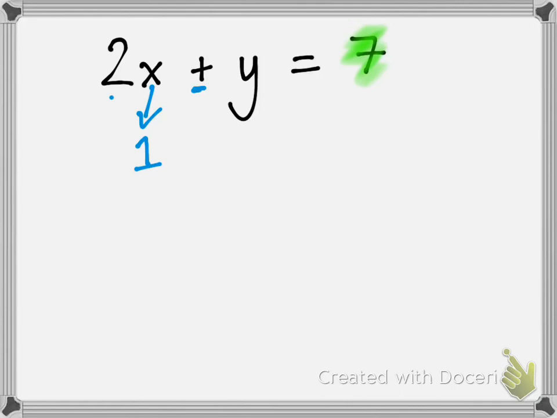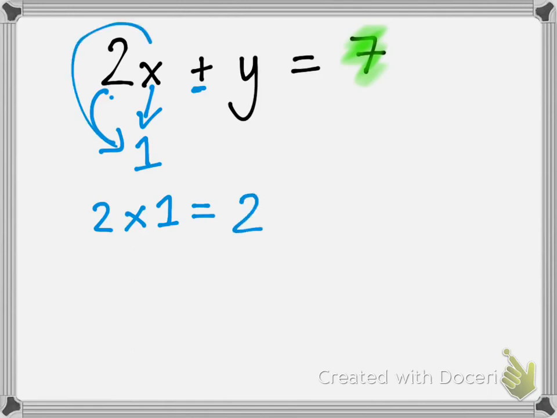Okay? And if x is 1, because 2 is next to x, that would actually be 2 multiplied by 1. And 2 multiplied by 1 would be 2. So if this part is the same as 2, then y must be 5. And those would add together to make 7. Okay? So you're probably quite confused there at the moment if this is the first time you've done algebra.